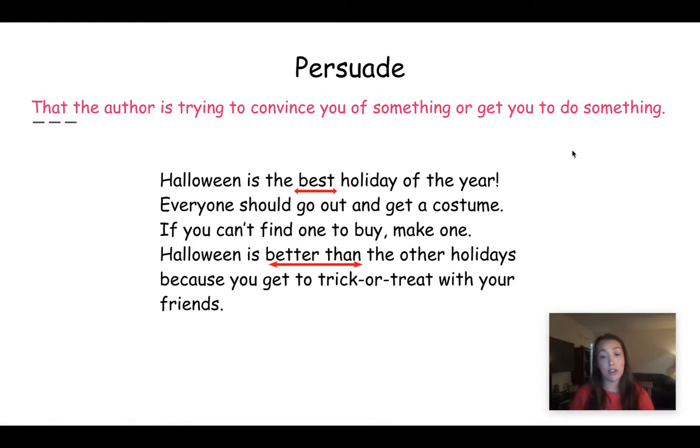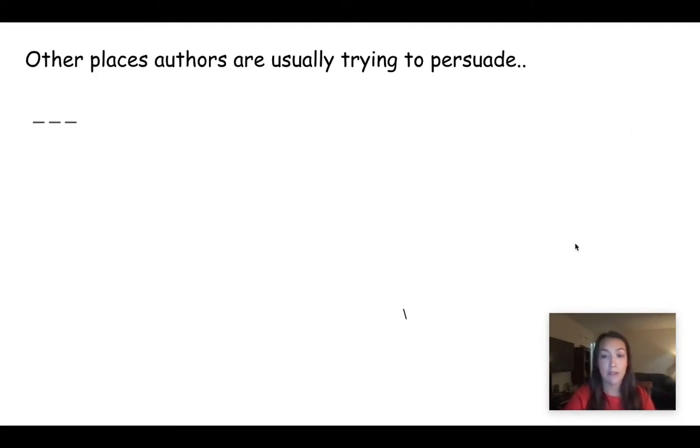Another two words that the author uses is better than. The sentence reads, Halloween is better than the other holidays because you get to trick or treat with your friends. So they're comparing Halloween to all of the other holidays that we have and saying that it's better. Seeing that compare and contrast structure in that paragraph helps us understand that the author is trying to persuade. That's the purpose of this paragraph.